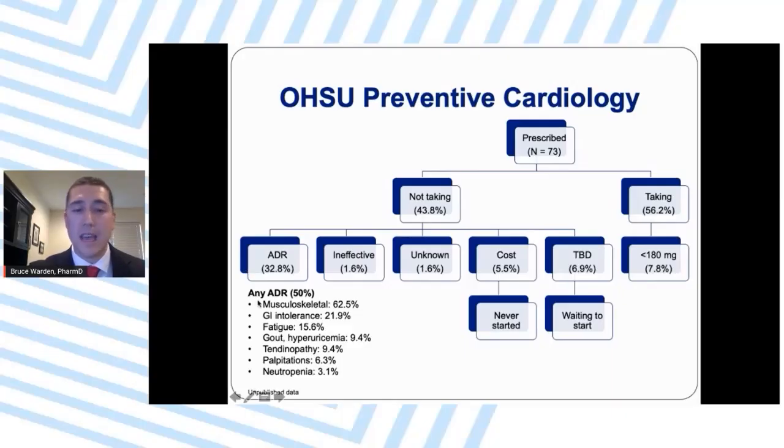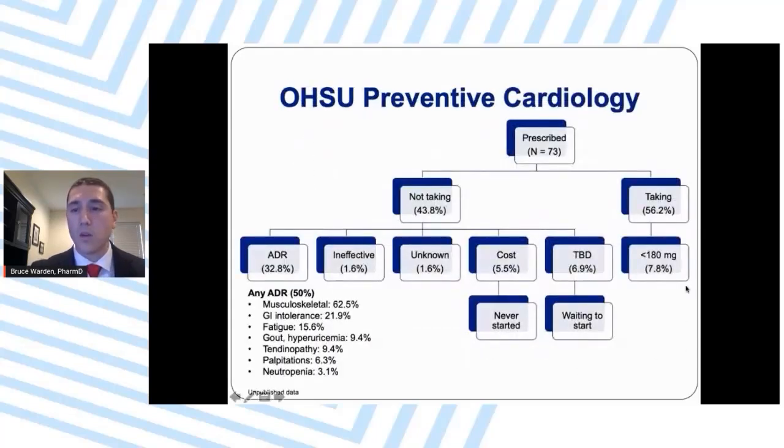50% of patients had any adverse drug reaction. Ironically, the majority of those were muscle and skeletal related in nature. So myalgia, arthralgia, myopathies. And we had a whole host of a wide range of side effects from tendinopathies to neutropenia to gout effects as well. So those monitoring parameters were in there for a reason, because these are things that we see in clinical practice as well.